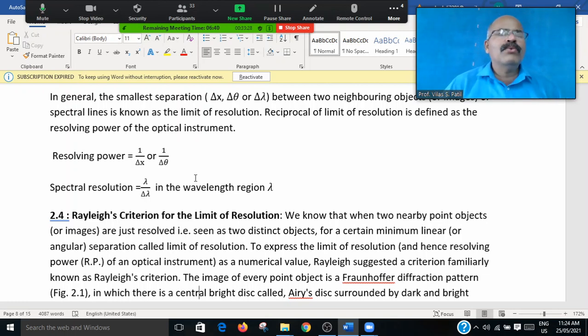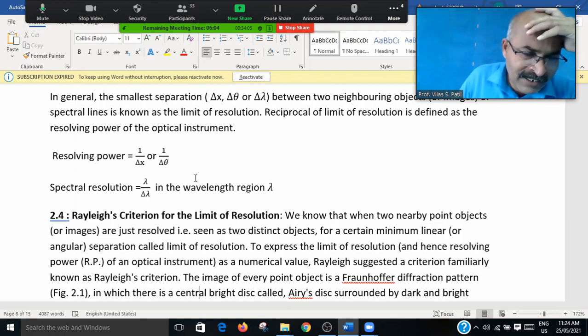And the spectral resolution will be lambda divided by delta lambda. Lambda divided by delta lambda is in the wavelength region, where lambda is the average of the wavelengths of the two spectral lines, and delta lambda is the change in the wavelength of the two. The ratio lambda divided by delta lambda is the spectral resolution. It will be known as the spectral resolution.